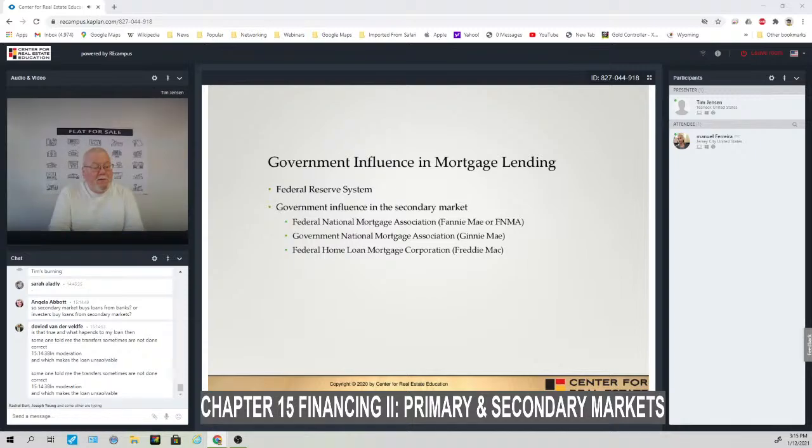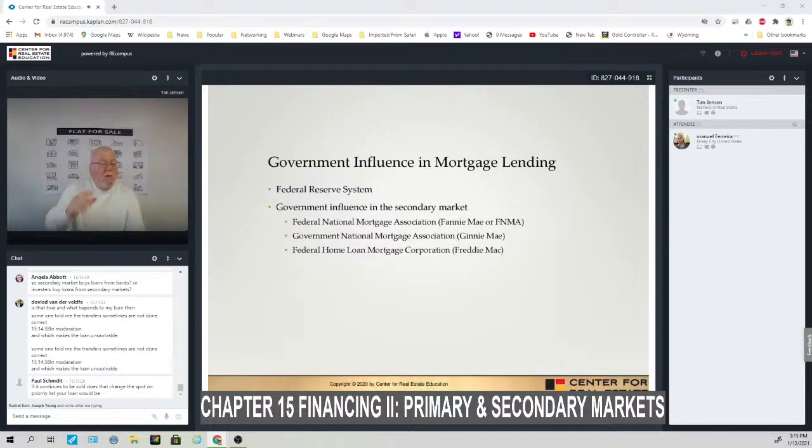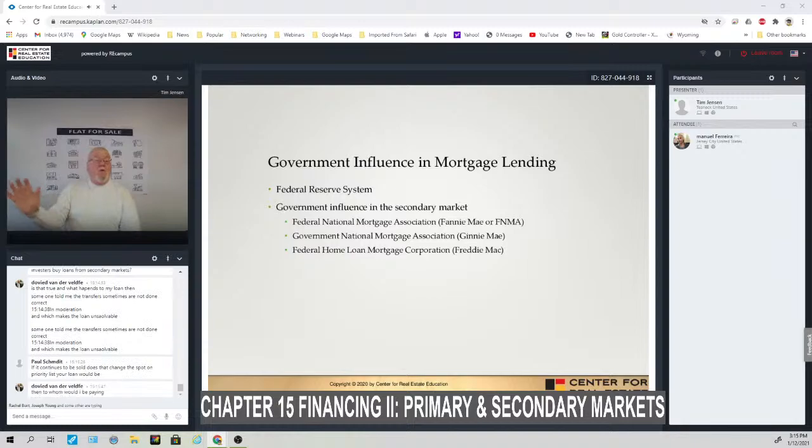Someone told me the transfers sometimes are not done correctly, which makes the loan unsolvable. That's possible. If it continues to be sold, does that change the spot on the priority list? No. It's still recorded as the primary purchase money mortgage and is paid off first, no matter who the servicer is.